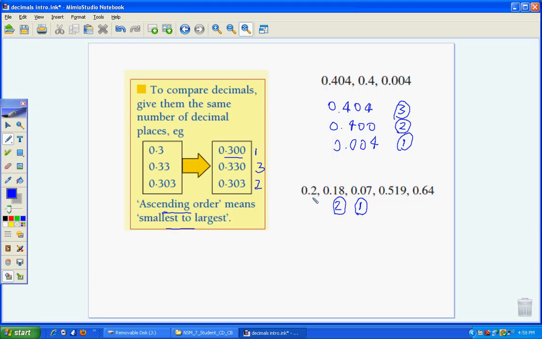That had 2/10. That would be our third largest. That would be the fourth largest because it had 5/10. And then the next one had 6/10. So that's the last one left. So there's our order: 0.07, 0.18, 0.2, 0.519, 0.64. There's our order of smallest to largest by comparing the values first as we move from left through to the right hand side of it, and we'll see which ones are the largest from those.